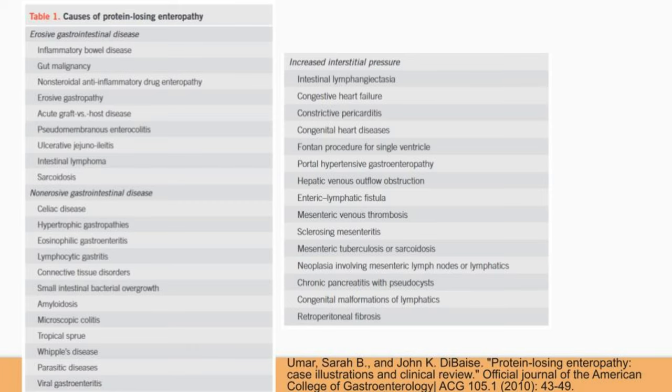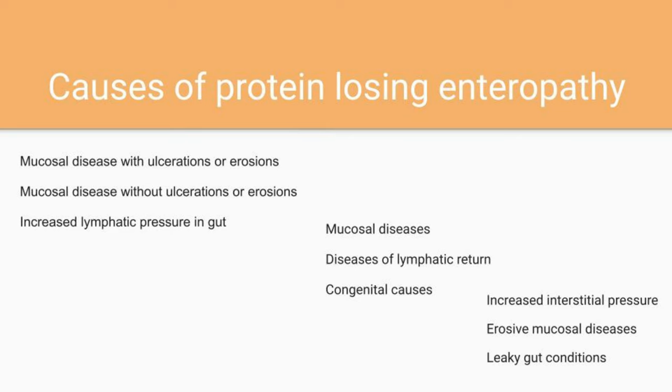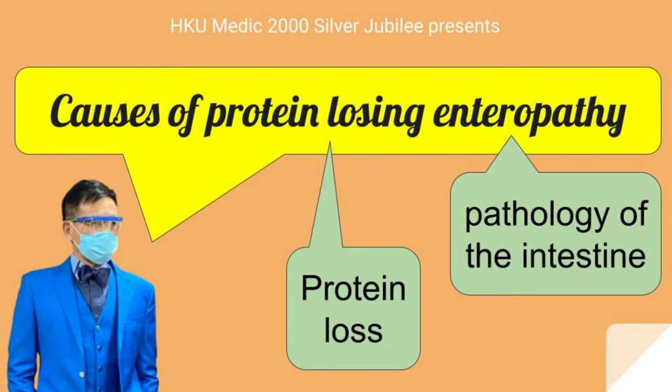Causes of protein losing enteropathy can be easily found on the internet. There are more than 30 causes that I can't remember them all. Different references may classify the causes differently, for example, mucosal diseases with or without ulcerations, lymphatic problems, congenital causes. The importance of Professor Lai's tutorial is that he teaches the thinking process.